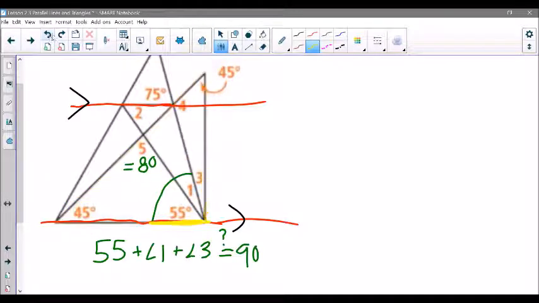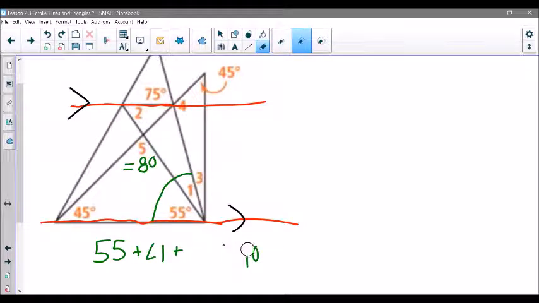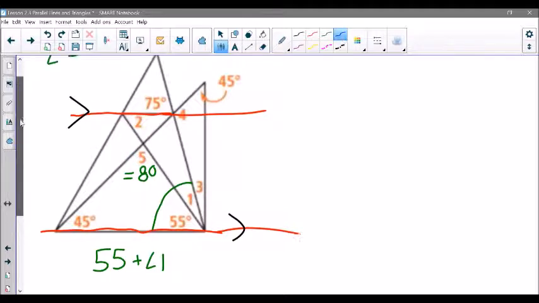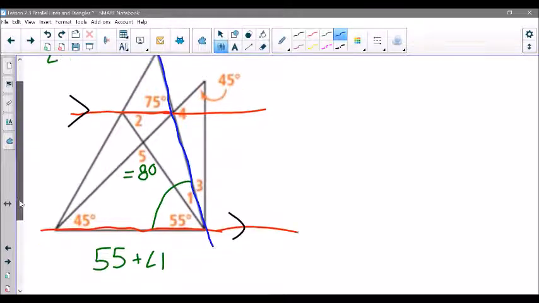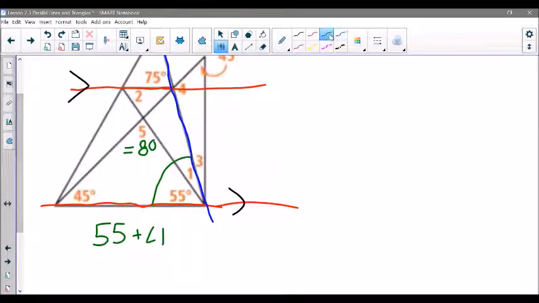But what if we just look at angle 1 and angle 55? Is that equal to anything? Using our property of parallel lines, you guys see what that might be equal to? Is it equal to 75? It is equal to 75. How do we know that? What property said that it's equal to 75? Corresponding. Yeah, these are corresponding.